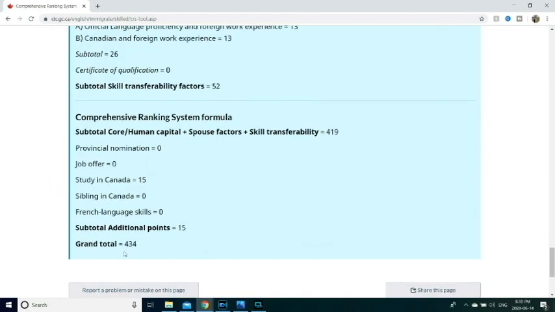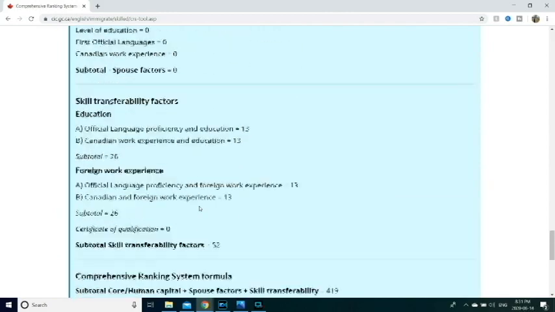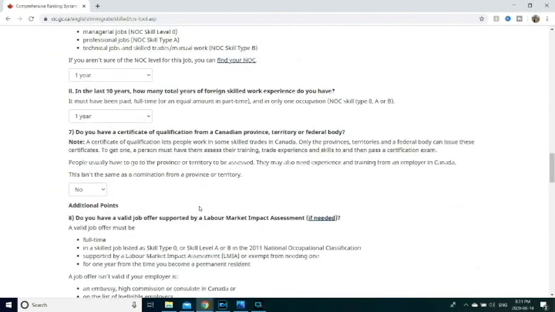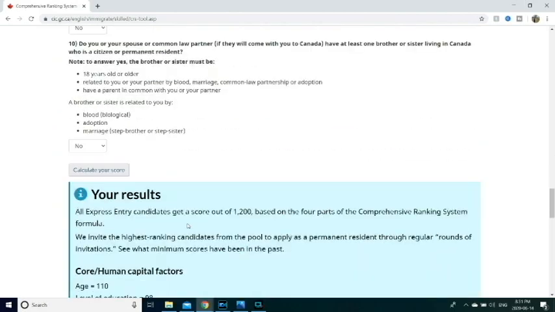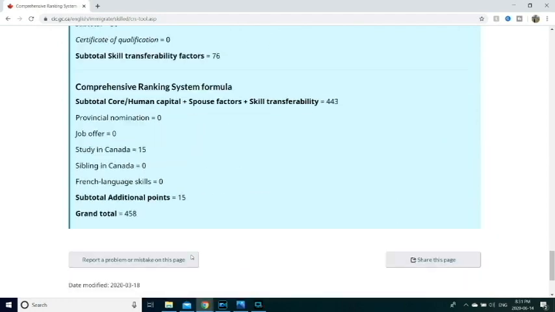So now your points are 434. Okay, that's why I always talk about why a master's degree is better than a PG diploma. Because let's say now you have 3 years of work experience back home. Now your points are 458.